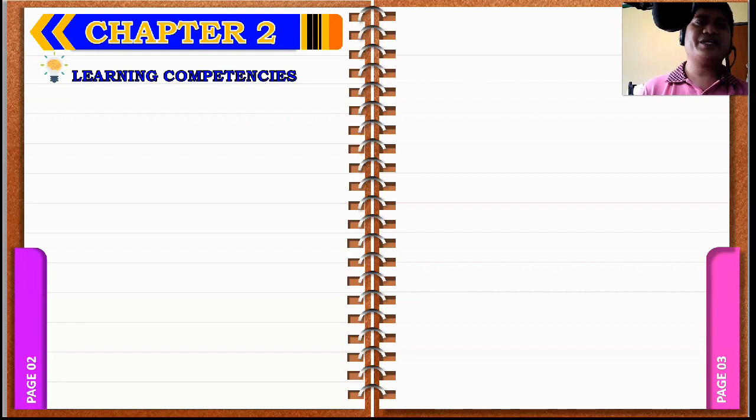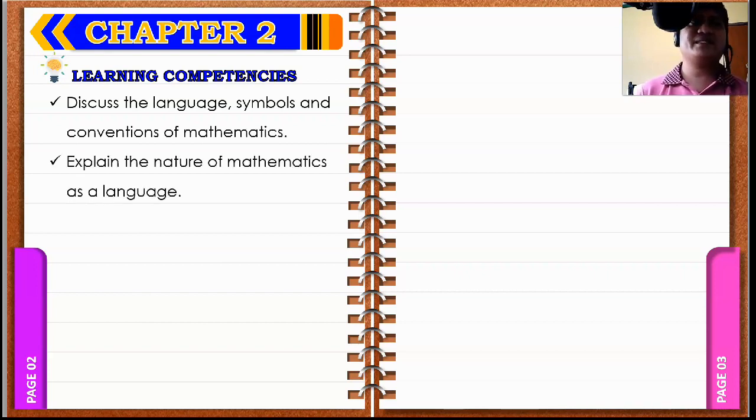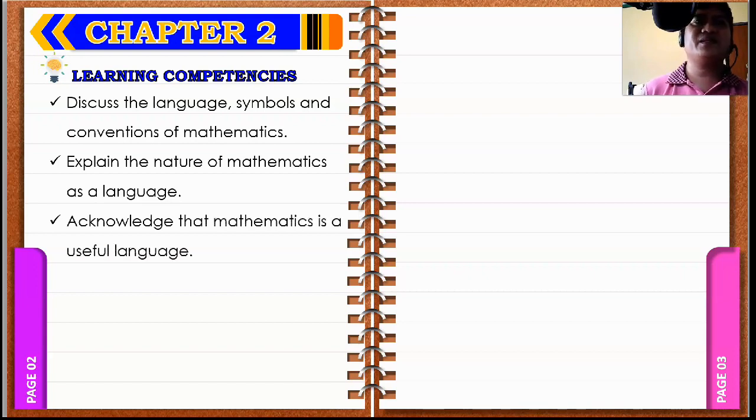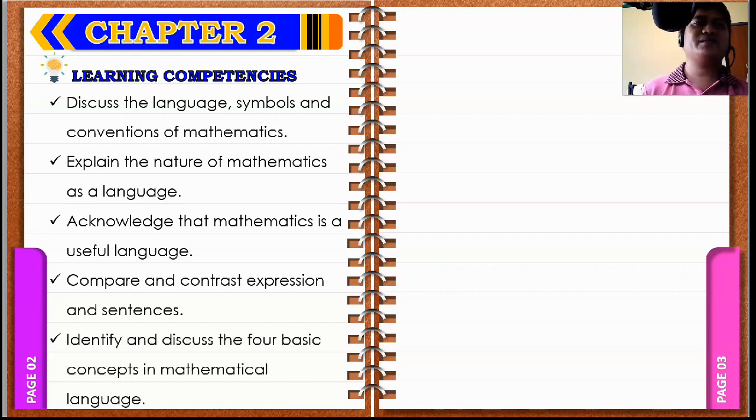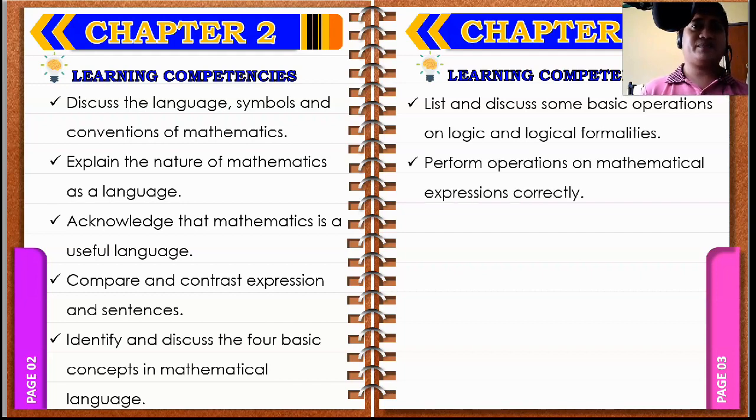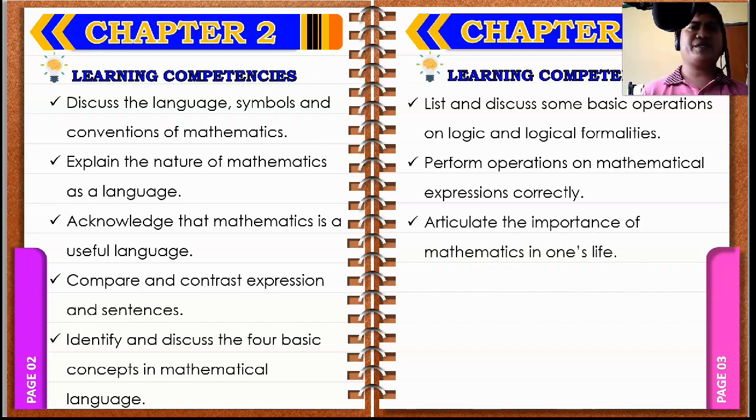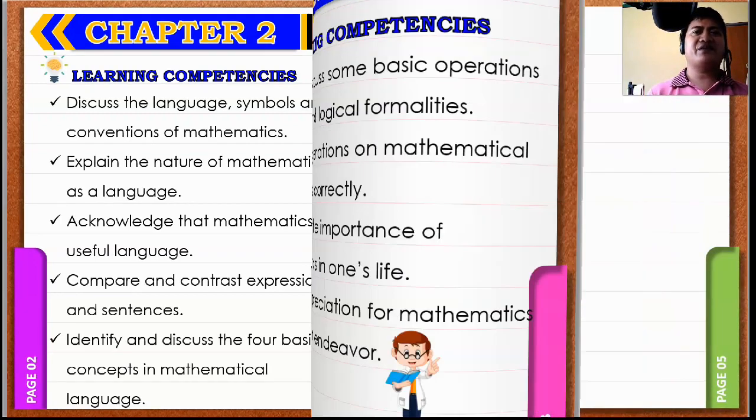At the end of this chapter, these are the learning competencies, or the knowledge and skills expected from every student to be developed and mastered. One is to discuss the language, symbols, and conventions of mathematics, explain the nature of mathematics as a language, acknowledge that mathematics is a useful language, compare and contrast expressions and sentences, identify and discuss the four basic concepts in mathematical language, list and discuss some basic operations on logic and logical formalities, perform operations on mathematical expressions correctly, articulate the importance of mathematics in one's life, and express appreciation for mathematics as a human endeavor.